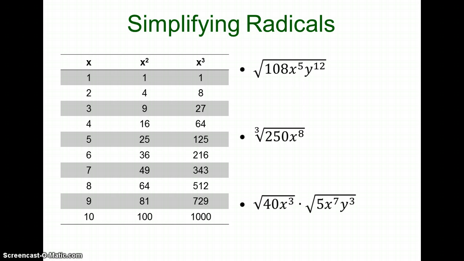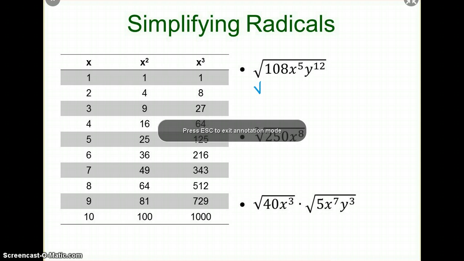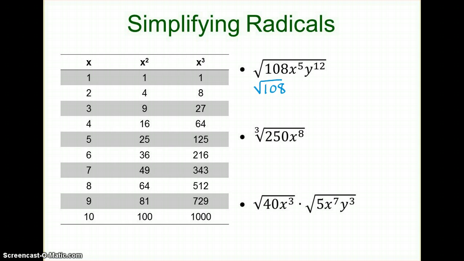So when I work out this problem, the first thing I'm going to start with is the square root of 108. Then another part of my problem is going to be the square root of x to the 5th, and then another part of my problem is going to be the square root of y to the 12th.